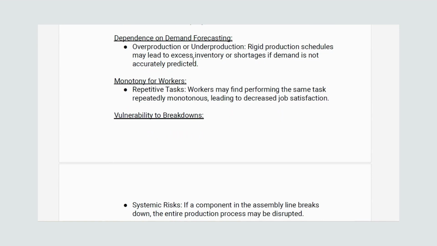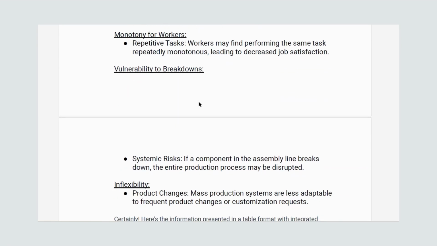When we talk about the monotony of workers, the workers do the same task. They're performing it repeatedly, which is monotonous, leading to decreased job satisfaction. And there is a possibility of vulnerability to breakdowns. If a component in the assembly line breaks down, the entire production process may be disrupted.